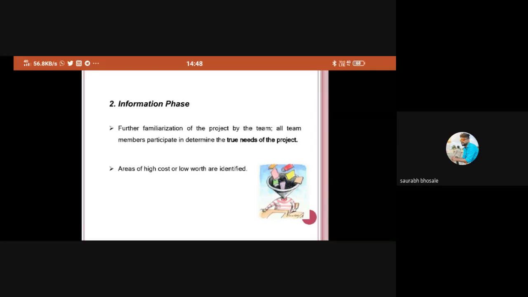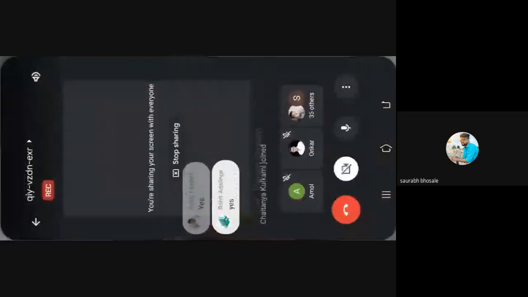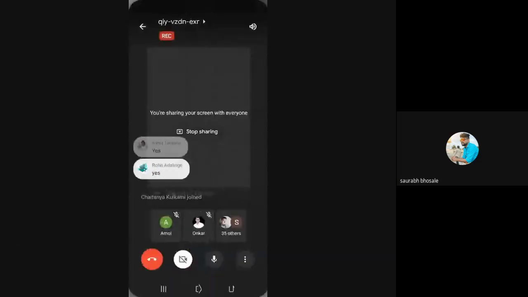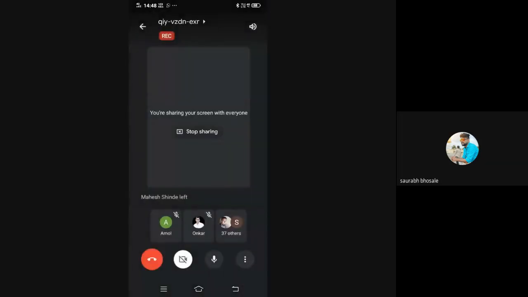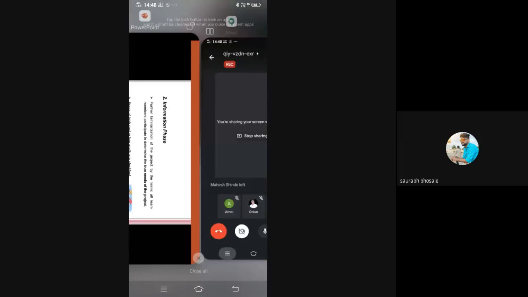So areas of high cost or low worth are identified in the information phase. Getting everyone? What is meant by information phase?